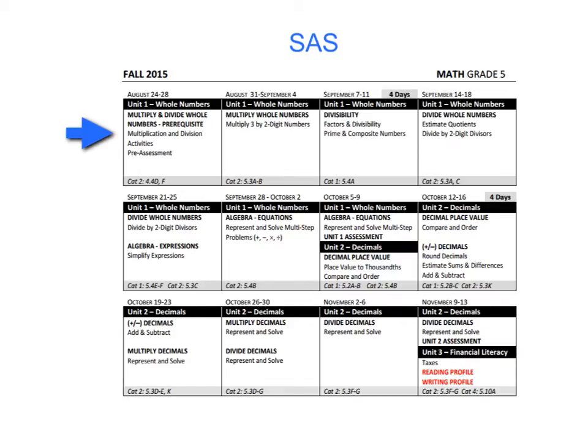For instance, in 5th grade, Unit 1 whole numbers starts off with multiplying and dividing whole number prerequisite, which are really activities that they should come into 5th grade knowing. The second week of school, we start off with 5th grade curriculum, which is multiply whole numbers. Then we move into divisibility, divide whole numbers, algebraic expressions, and algebraic equations. You can see that the Unit 1 assessment is in the week of October 5th through the 9th.